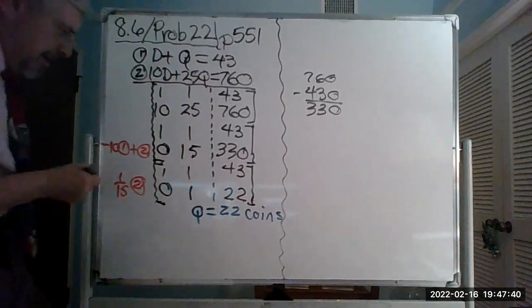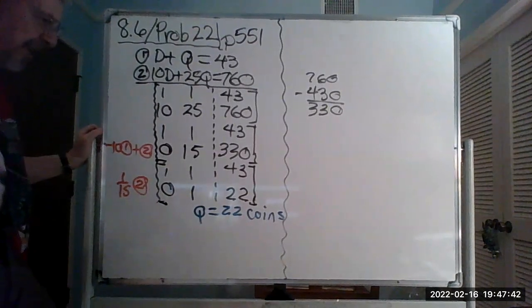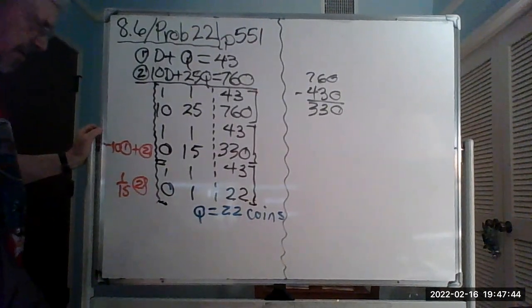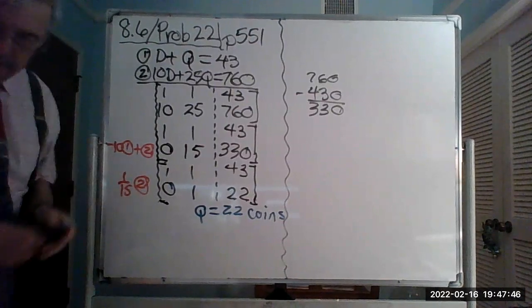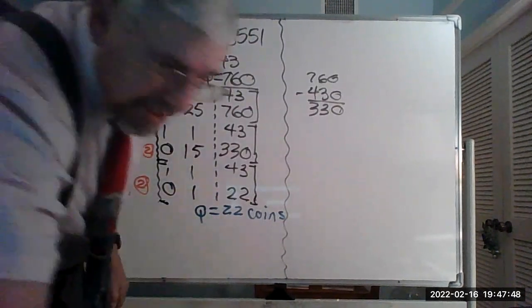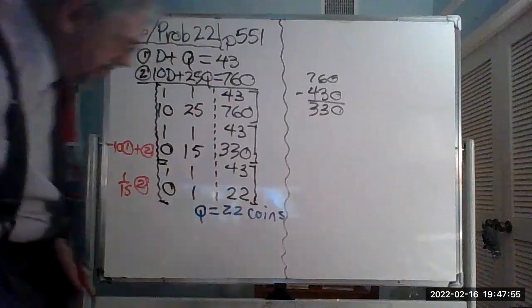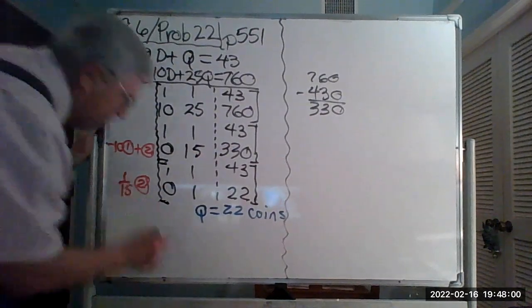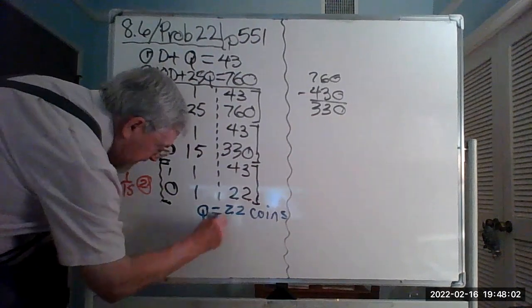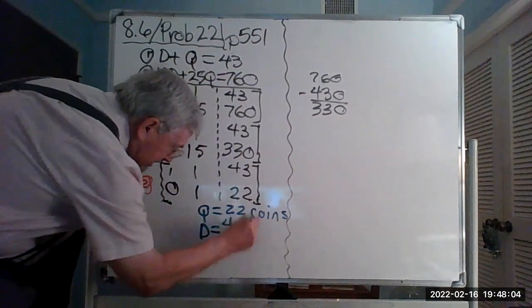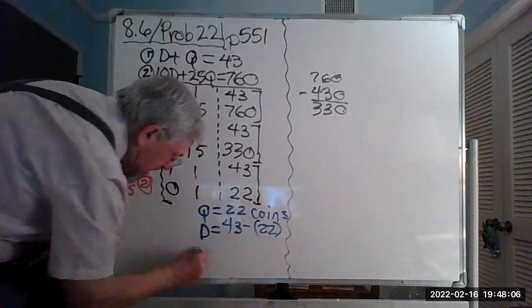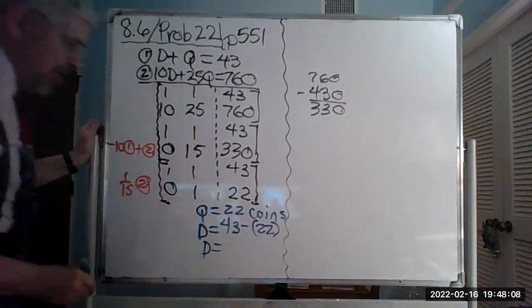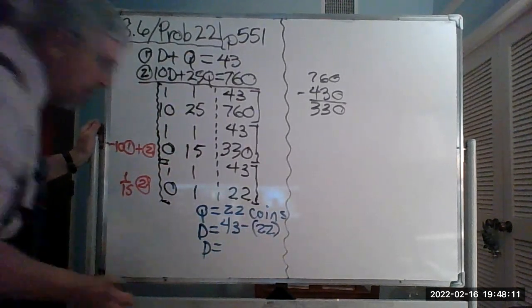Okay. Did I get that one right? Is that 22? Or is it 20? So 330 divided by 15. 22 looks good. Let's go with it. All right, I'll buy that. Then dimes is equal to 43 minus 22. So dimes is equal to 21 coins.